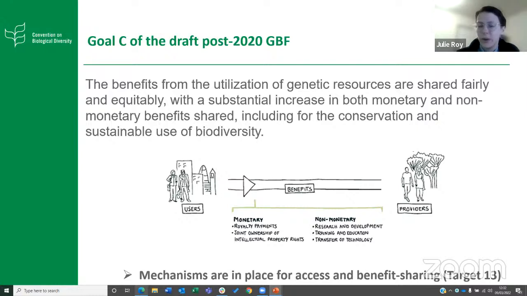For these benefits to flow, for ABS to happen, you do need to have mechanisms in place at the national level. So there's a clear link here between Target 13 and Goal C of the draft. We'll be seeing a bit later on the indicator proposed for Target 13.